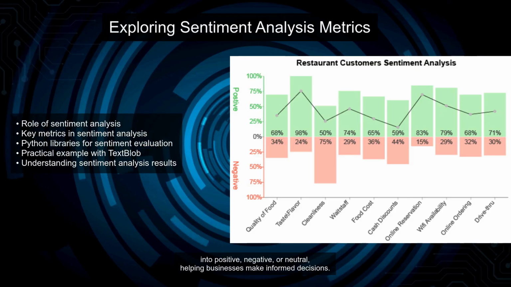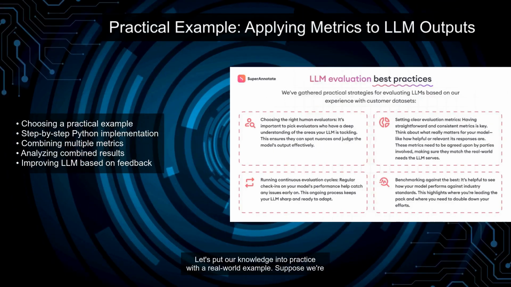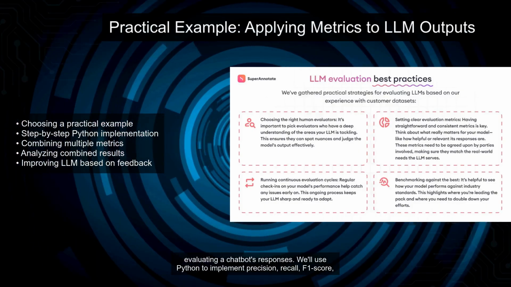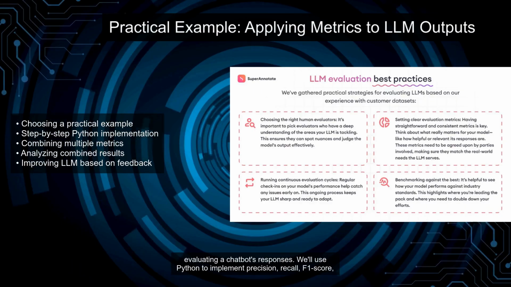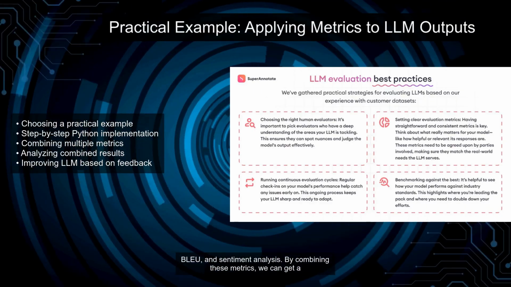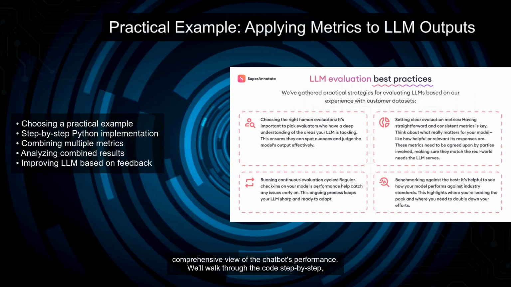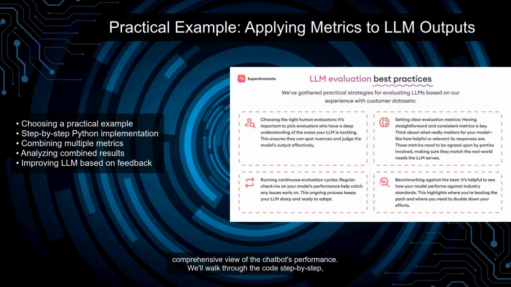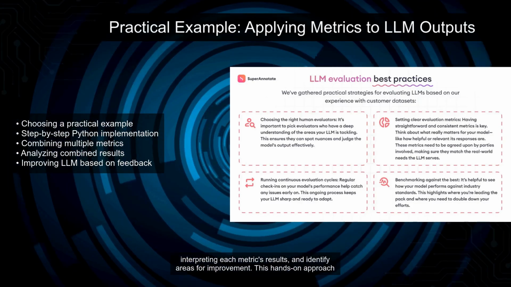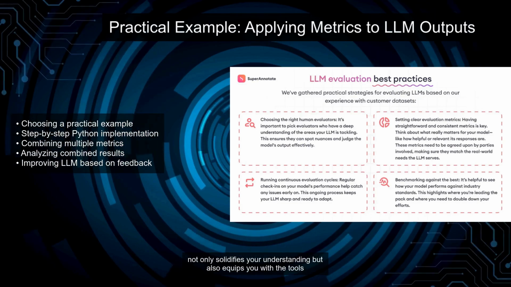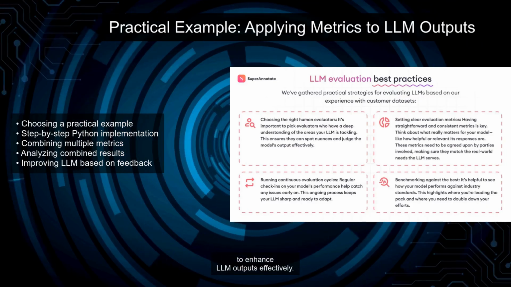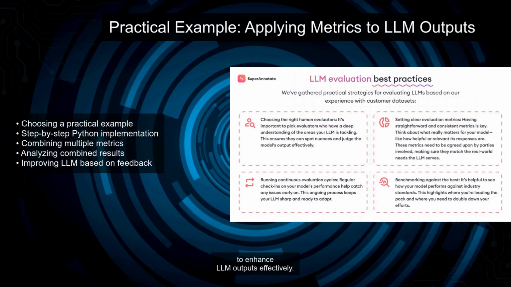Let's put our knowledge into practice with a real-world example. Suppose we're evaluating a chatbot's responses. We'll use Python to implement precision, recall, F1 score, BLEU, and sentiment analysis. By combining these metrics, we can get a comprehensive view of the chatbot's performance. We'll walk through the code step by step, interpreting each metric's results, and identify areas for improvement. This hands-on approach not only solidifies your understanding but also equips you with the tools to enhance LLM outputs effectively.